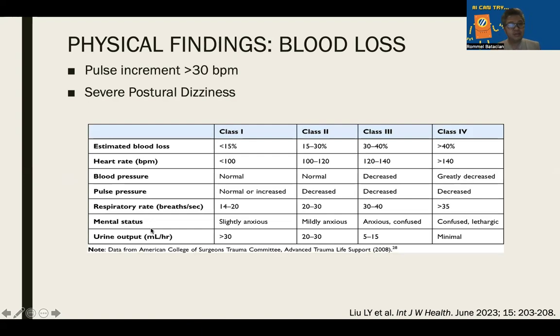So for blood loss, again, the same: pulse increment of more than 30 beats per minute and severe postural dizziness. Depending on the estimated blood loss, there would be gradually increasing tachycardia and lowering of the blood pressure. They could also lead to tachypnea, worsening of the mental status, and oliguria and anuria as well.